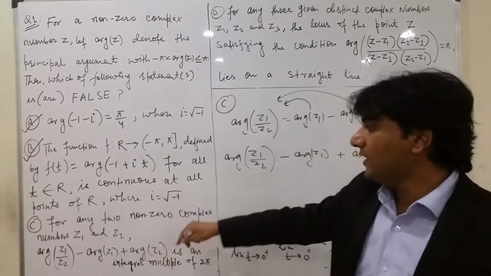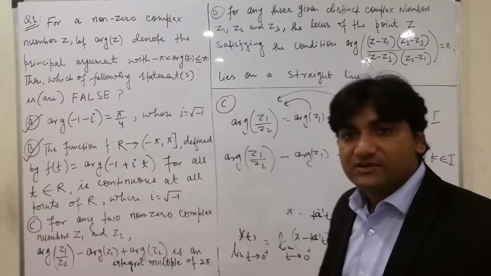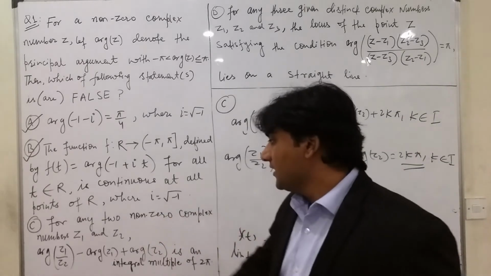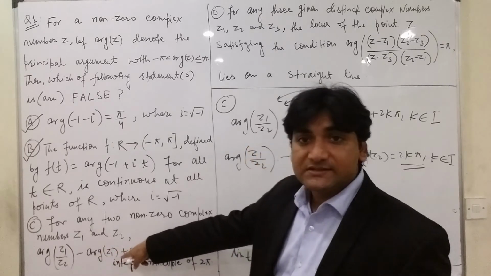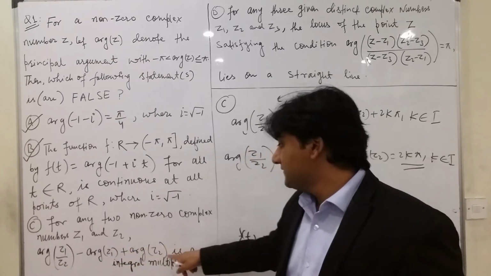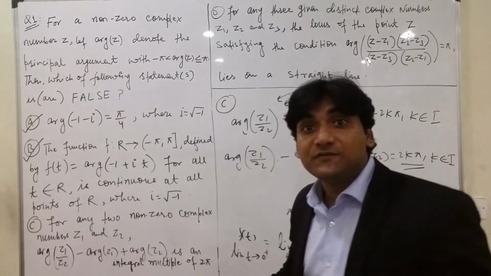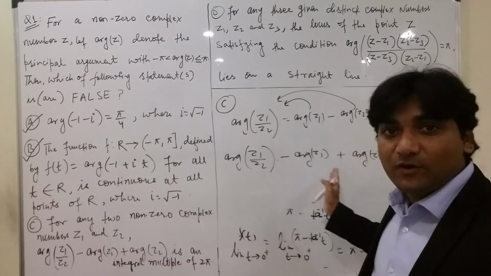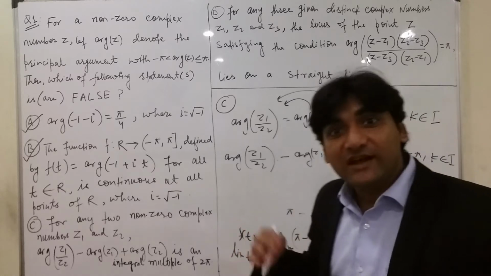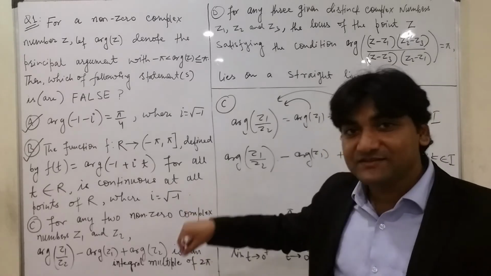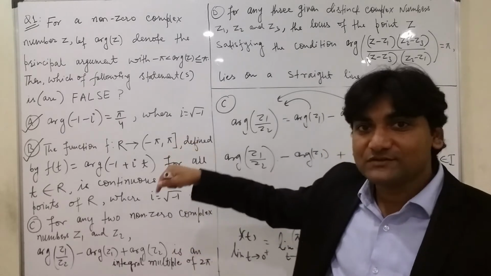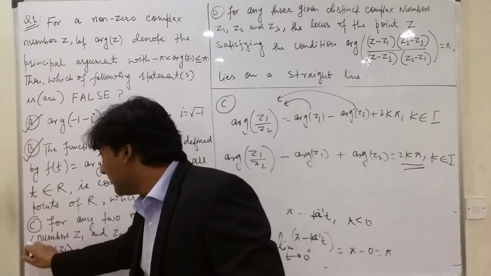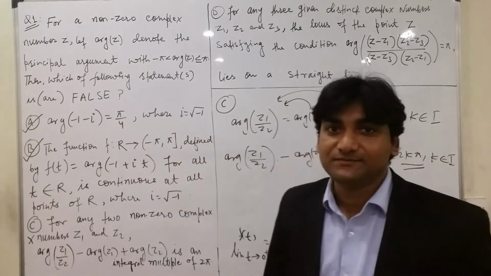Now what is this? For any two non-zero complex numbers z1 and z2, argument of z1 over z2 minus argument of z1 plus argument of z2 is an integral multiple of 2 pi. Yes, this is an integral multiple of 2 pi. So option C is right. Since this is right, but we have to select the false one, option C is not our answer.